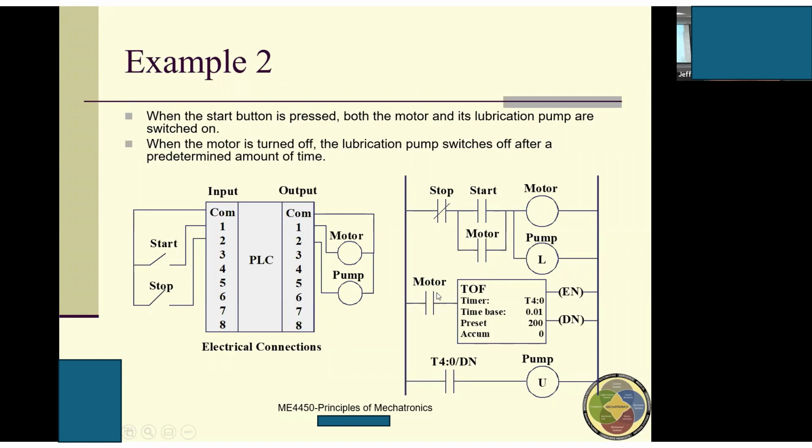Right? So if the motor is true, it's okay. If this motor goes from true to false, this TOF will be triggered. 200 multiplied by 0.01 will be 2 seconds. So for this guy, the time base unit is seconds, this is an integer, multiplied by this one is 2 seconds. After 2 seconds, the time bit is set. When the time bit is set, then you need to switch off the pump. See, you need to switch off the pump. Switch for the unlatched pump.